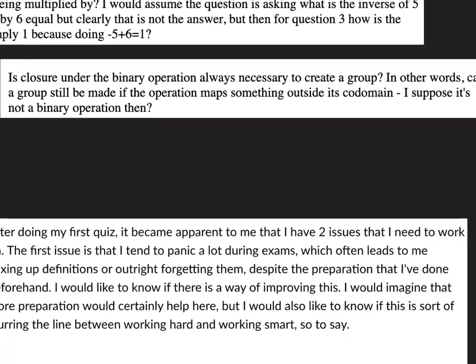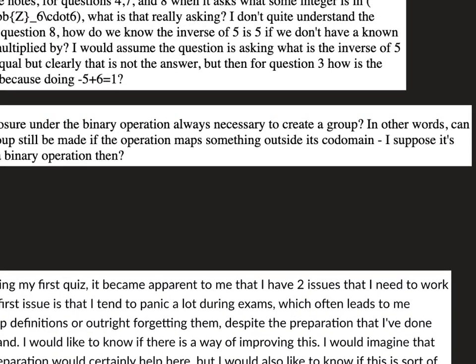All right. Is closure under the binary operation always necessary to create a group? Yes. Yeah, exactly. You're right. Otherwise, it's not a binary operation. We always need closure. If you're jumping outside of the group, then it's hard to say much about the group structure, about the structure of the thing. So yeah, closure is super important.